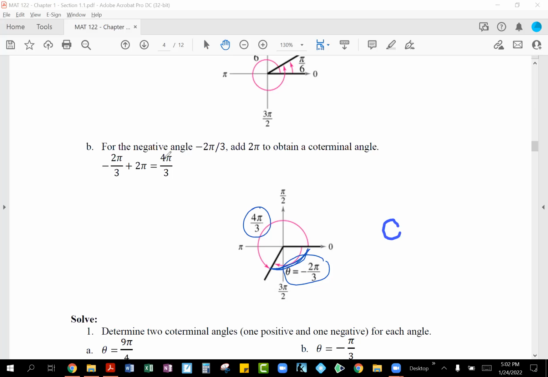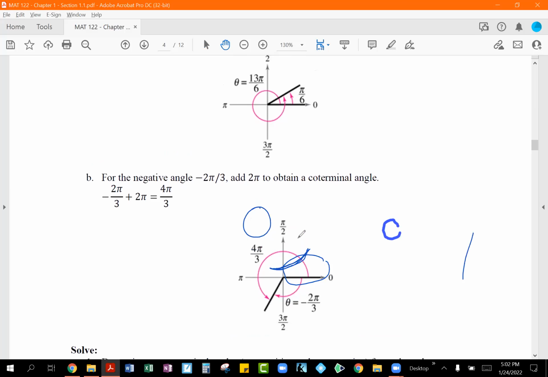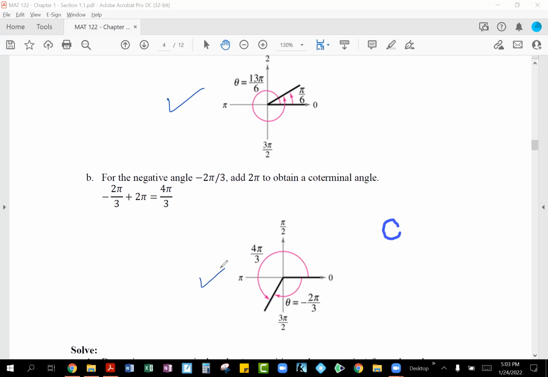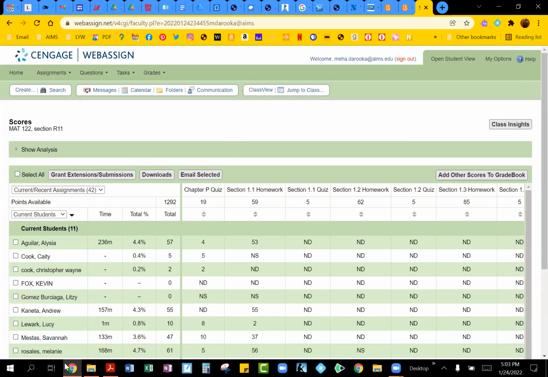So you end up with 4 pi over 3 as your answer in this case. So you can go in the same direction, or you can go in the opposite direction and come up with a coterminal angle. You should be able to use either one of these examples to help you come up with the coterminal angles. So let's see if we can pick up an example from our textbook here.